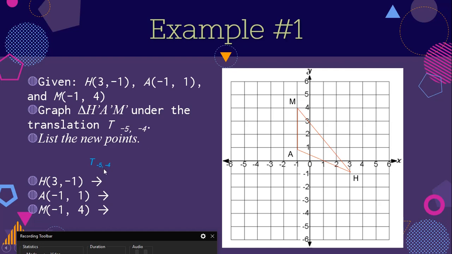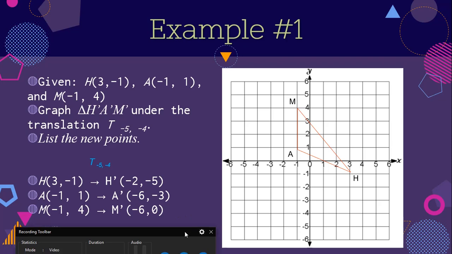I'm going to actually subtract. So according to H, it's 3 minus 5, and then -1 minus 4. So that should be -2, -5. We're going to use the same rule on all the points. They all move the same distance and in the same direction. -1 minus 5 will be -6, and 1 minus 4 is -3. And then for M prime, -1 minus 5 is -6, and 4 minus 4 is 0.